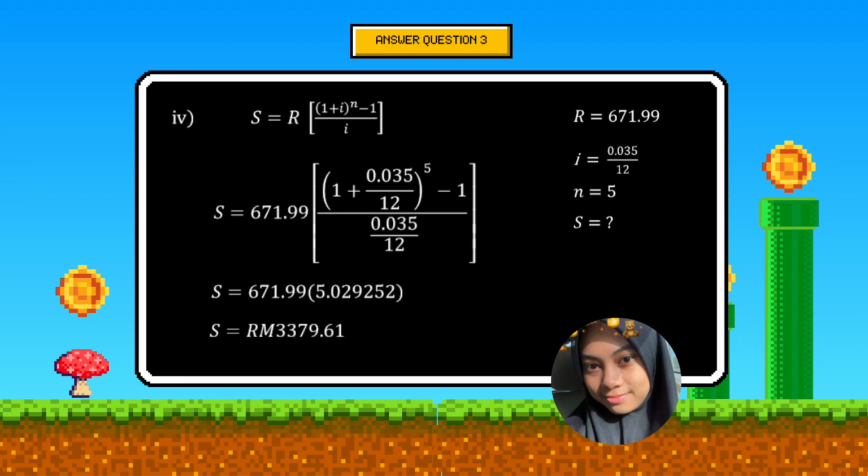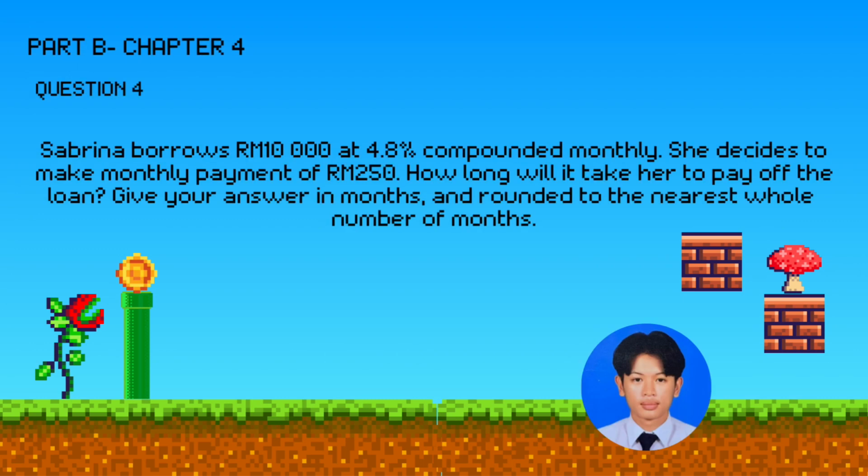So R, which is 671.99, open bracket, (1 plus 0.035 over 12) to the power of 5 minus 1 divided by 0.035 over 12 close bracket, which will get 671.99 times 5.029252 equals 3,379 ringgit 61 cents.